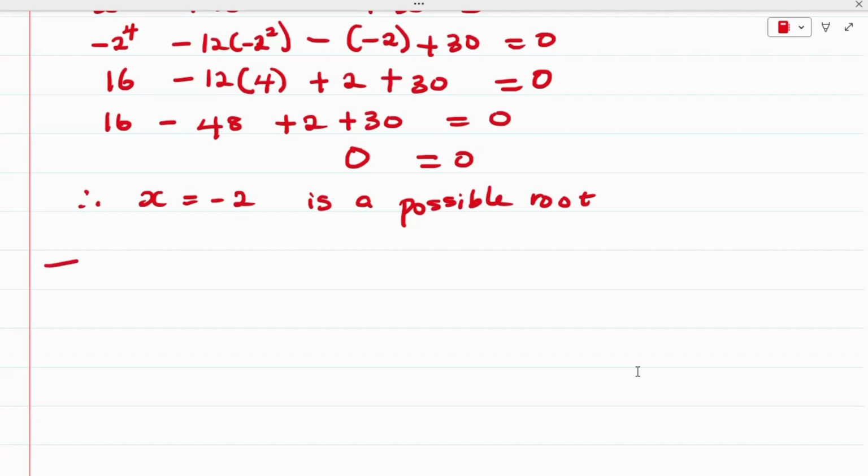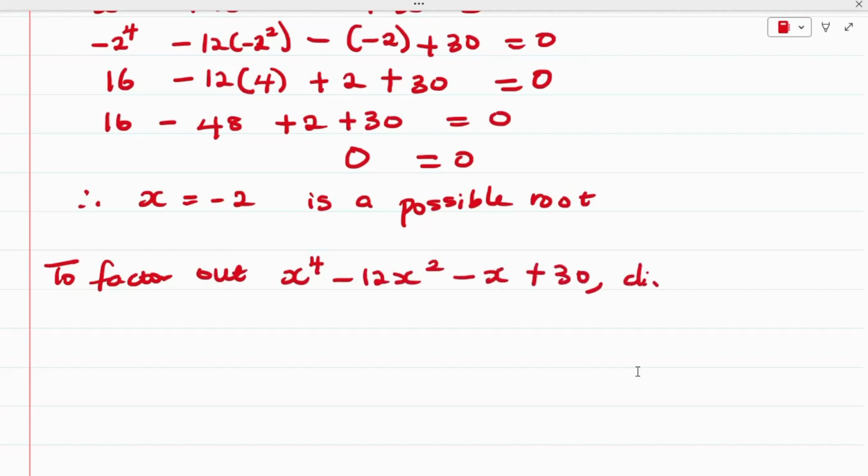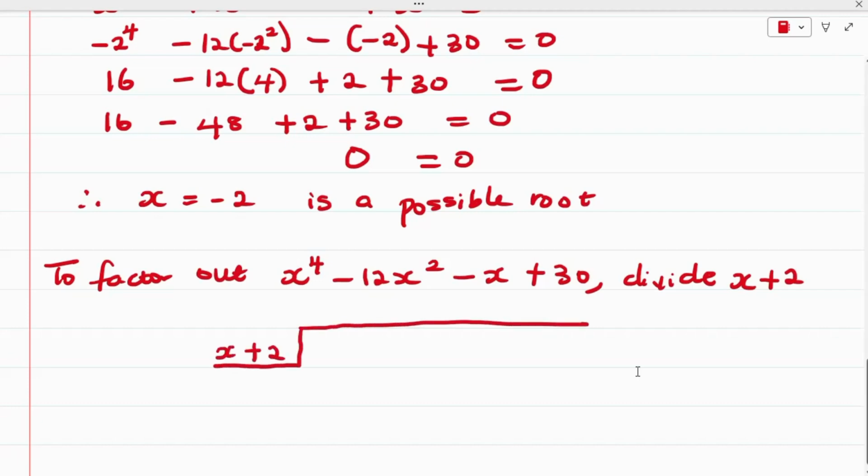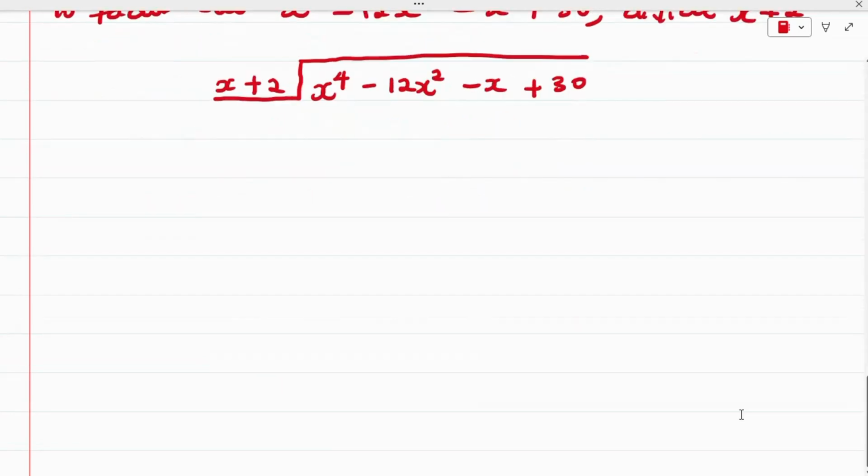So from this, in order for us to be able to factor x raised to the power of 4 minus 12x squared minus x plus 30, we simply need to divide by the possible root, and we can easily rewrite this possible root as x plus 2. So applying long division to solve this, I'm just going to divide this by long division. So we have x plus 2 divide x raised to the power of 4 minus 12x squared minus x plus 30. So let's simply divide this.